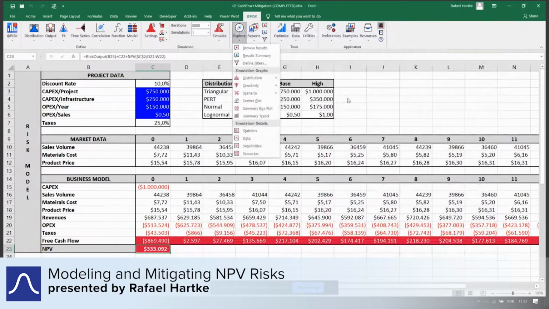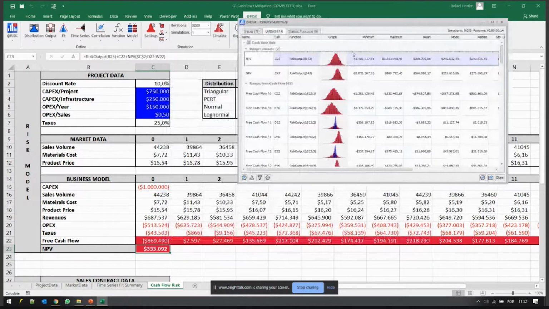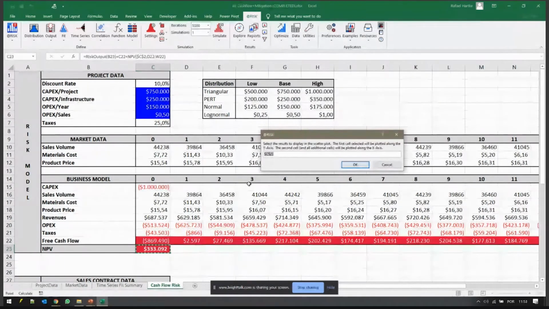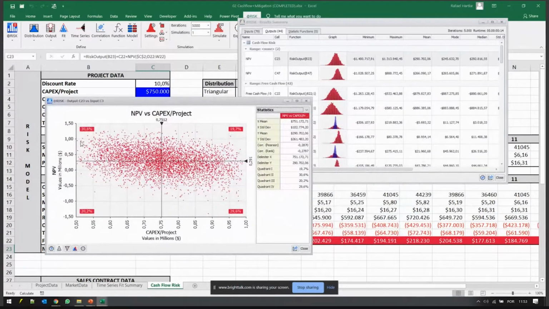That's where the different graphs we have available here will help. For example, you might try to compare your NPV. Here, let me make a scatter plot of my NPV versus, let's say, the project capex or the total cost. So I get a scatter plot of how your NPV is dropping while the project cost increases, okay?